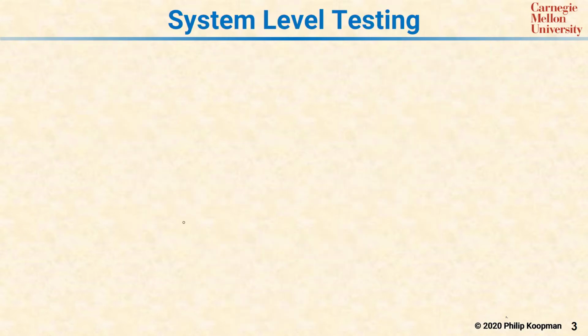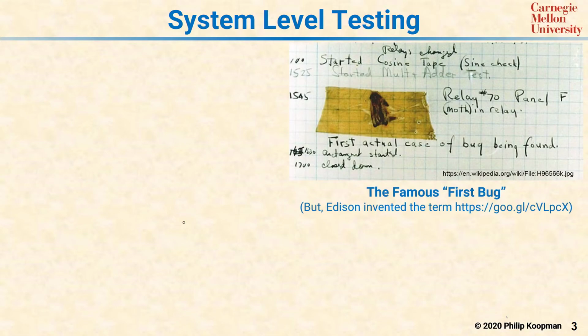System-level testing involves testing the entirety of the software system or the product to do one last check for bugs. It seems that Thomas Edison invented the term bug way back when, but the more popular story for the first famous bug has to do with a moth that was found inside a computer by Admiral Grace Hopper. Part of the story is that when they removed the moth from the computer, they taped it into the logbook, noting first actual case of a bug being found.